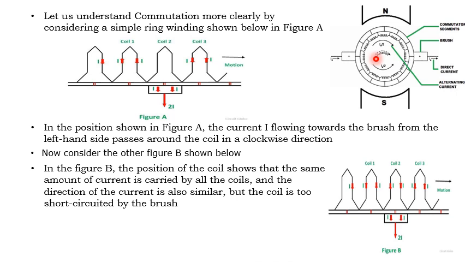Ia divided by 2, Ia divided by 2. And here the winding, that is ring winding or wave winding, is shown, and the direction of the current is also shown here. So this is the armature winding actually. Now here naming is given. This is coil 1, this is coil 2, and this is coil 3.